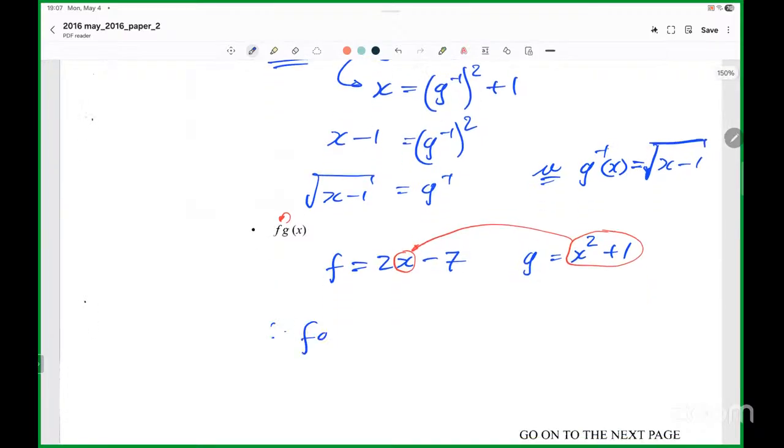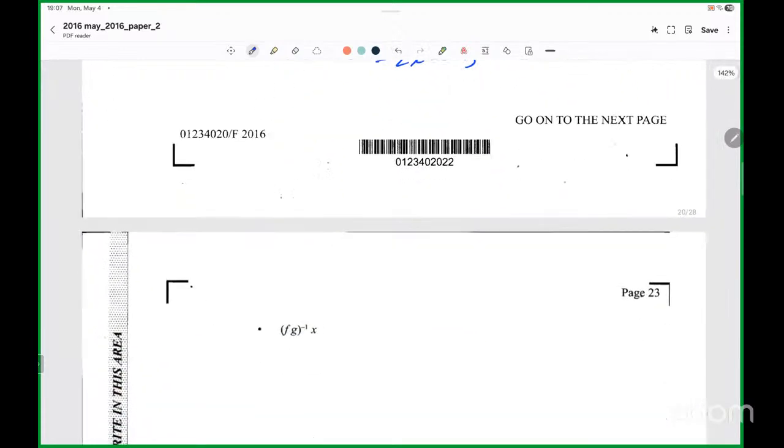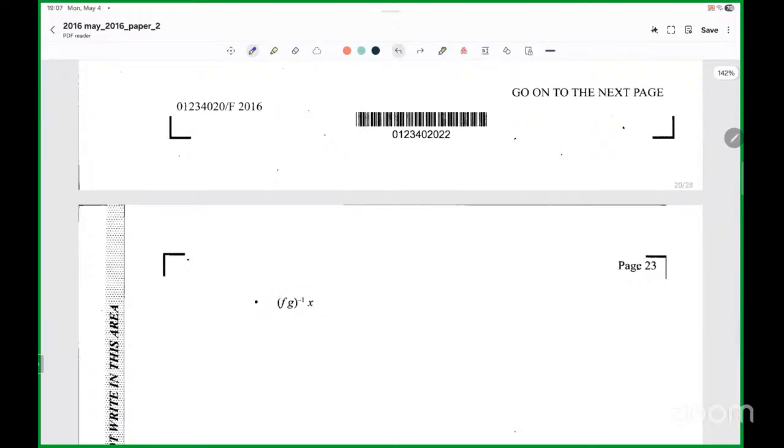Therefore, f of g of x becomes 2 times bracket x squared plus 1, minus 7. So it becomes 2x squared plus 2 minus 7, right? Because the 2 times 1 is 2. 2 minus 7 is negative 5. Minus 5. That is it. That's f of g. Then I want fg to the minus 1 now.